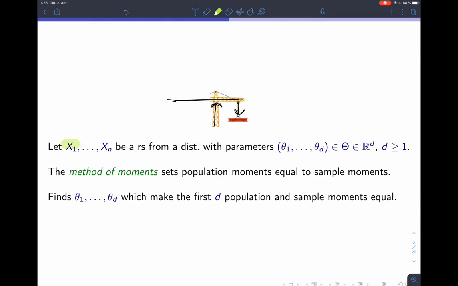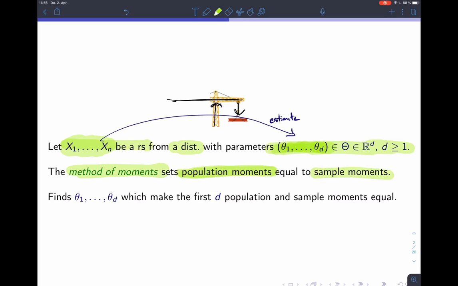The setup is like we have a random sample from some distribution, and the distribution has some parameters. So we're going to see lots of examples, but we could have some number of parameters like d, different ones, and we want to find functions of the data values x1 through xn to estimate the parameters. So the method of moments is based on what are called sample moments and population moments.